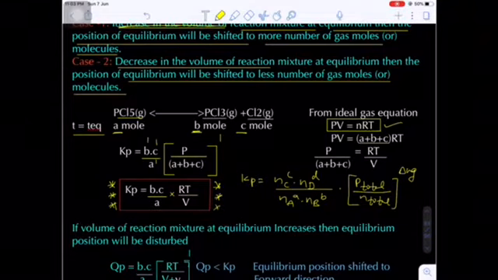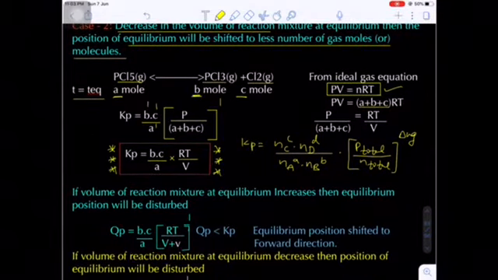Now suppose we increase the volume of the reaction mixture. Definitely the equilibrium position will be disturbed. Then we have to write Qp instead of Kp. We are increasing the volume. In the denominator, volume is there. Now we are adding small v, so the total volume in the denominator increases: capital V plus small v. So the denominator increases, so the value decreases.